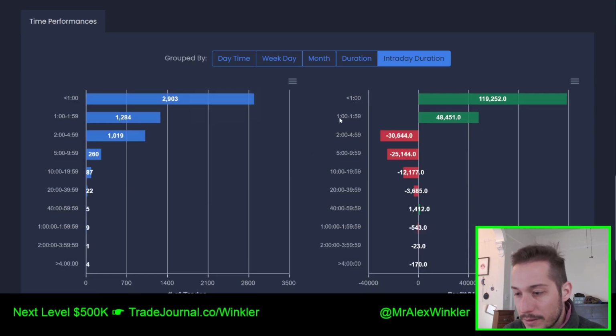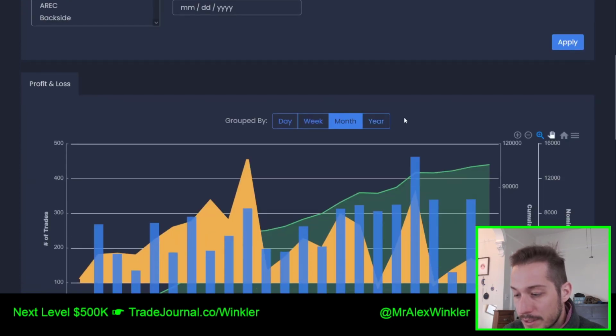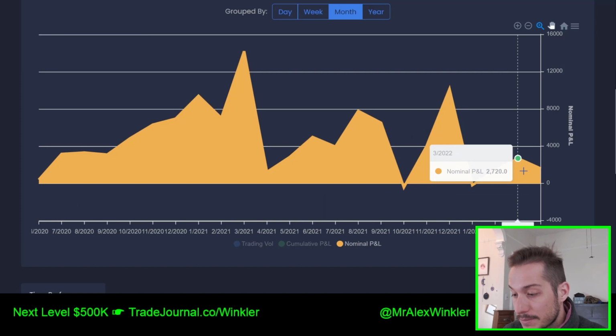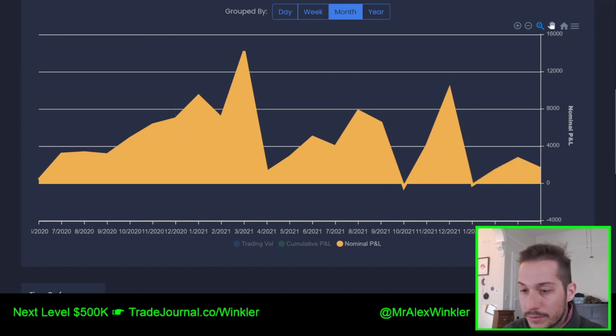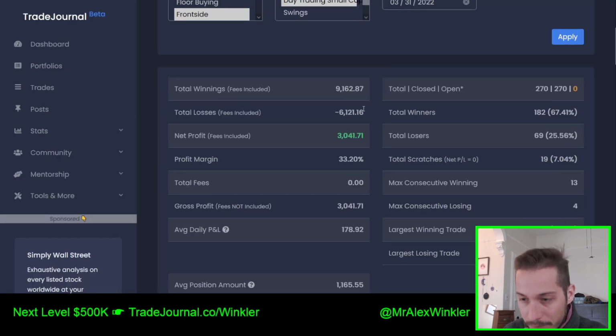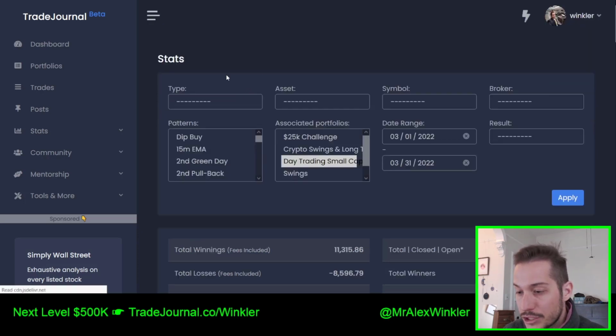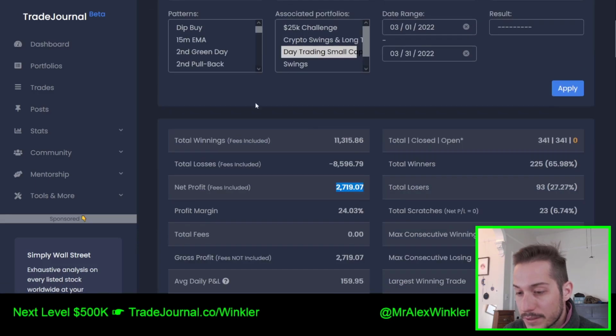which will correlate here if we scroll up and we see the month. Let's just hide all this other stuff, and you'll see last month here we made 2.72 thousand. Actually, you know what? This is different because this is only front side. I basically made all my money on front side. So in general, last month I made $2.7 thousand. But if we only look at front side, I made $3,000.